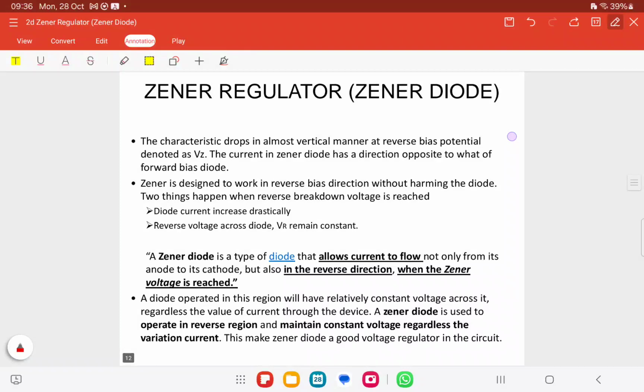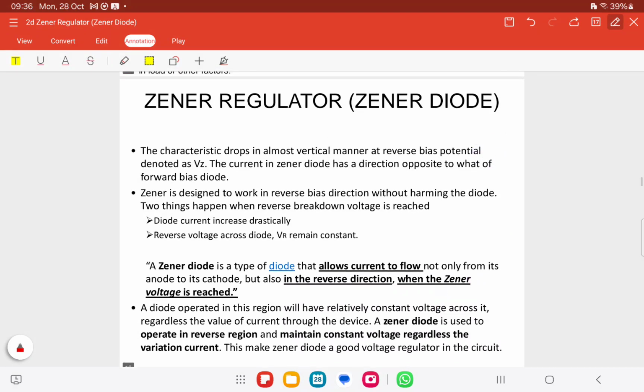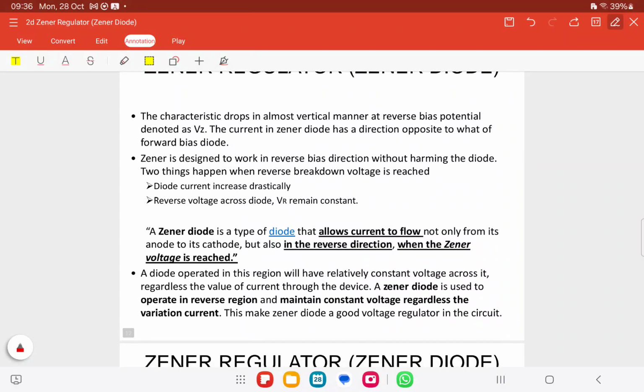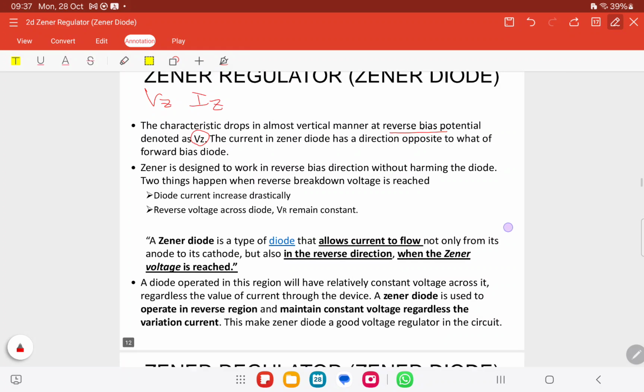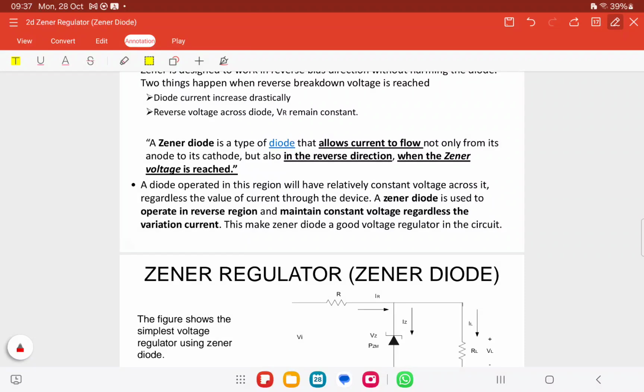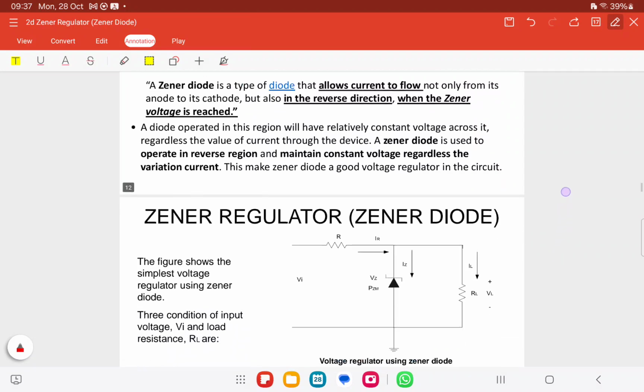Zener regulator ataupun Zener diode. The characteristic drops in an almost vertical manner at the reverse bias. And then for the Zener diode, kita ada VZ. VZ is the Zener voltage. So nanti bila kita buat kira-kira, you guys akan jumpa all this Zener voltage. VZ, kita ada IZ. Okay, Zener voltage and the Zener current. Okay, this makes the Zener diode a good voltage regulator in the circuit.